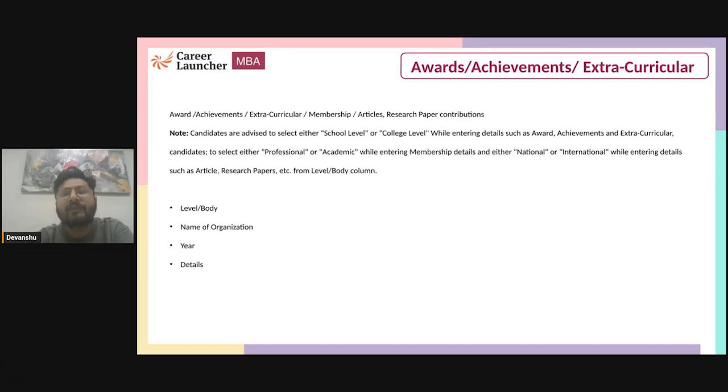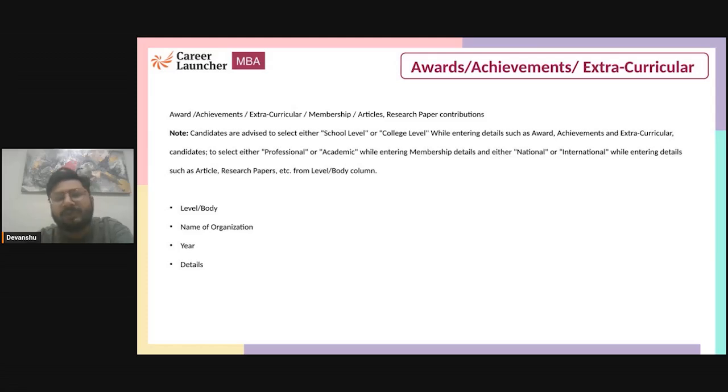Then comes the descriptive part. So we have awards, achievements, and extracurricular activities. In this I have to mention the level or body of the award or achievement I've received. Then the name of the organization who organized that particular thing. Then the year of the recipient of the achievement, and finally what are the details. So this details tab will have the subjective answer.